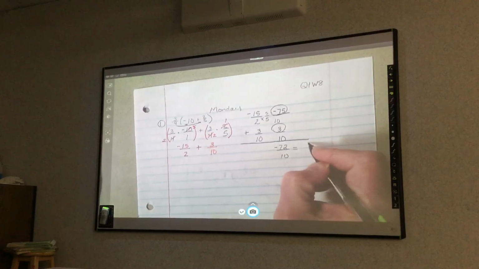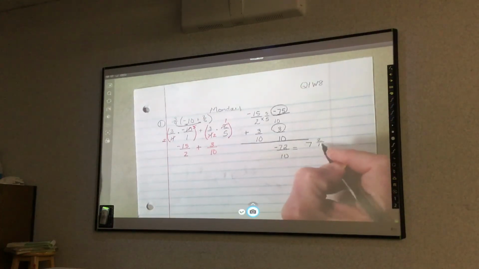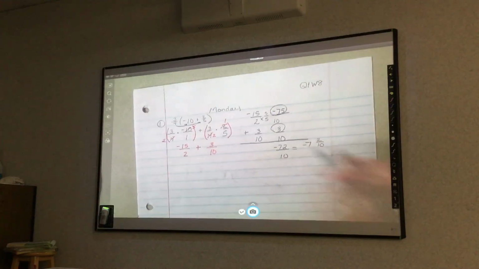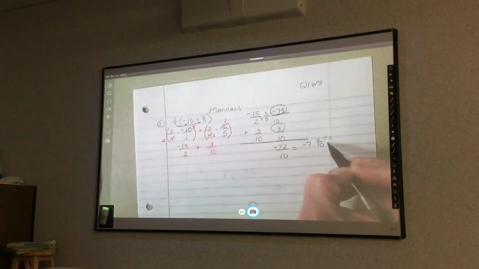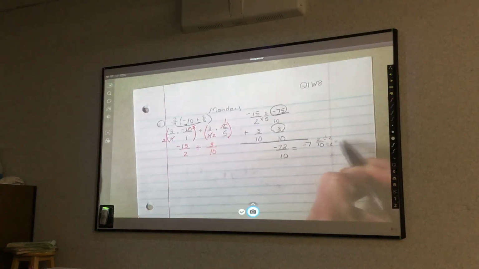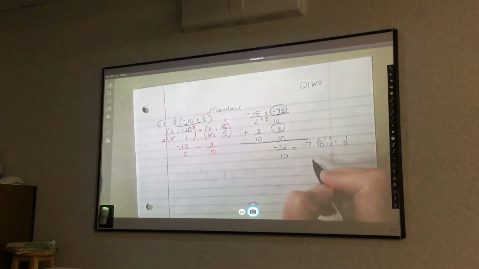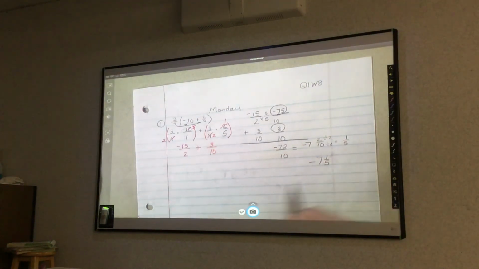10 goes into 72 7 times with 2 left over. Keep the negative sign. But then I need to simplify or reduce my 2/10 to 1/5. So my answer is negative 7 and 1/5.